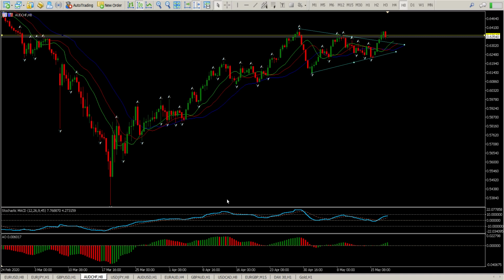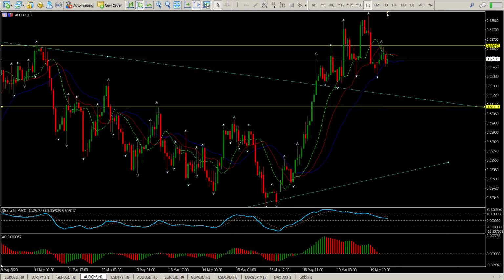Aussie dollar, Swiss franc. So we got the breakout of the triangle. I'm still waiting for an opportunity to get long on this. And what I'm looking for is a retest of a level. And the level I would like to see retested is going to be pretty much on this trend line. We'll get down to the hour.